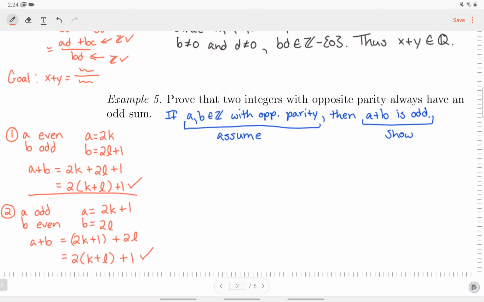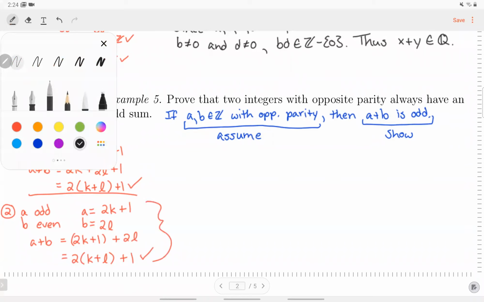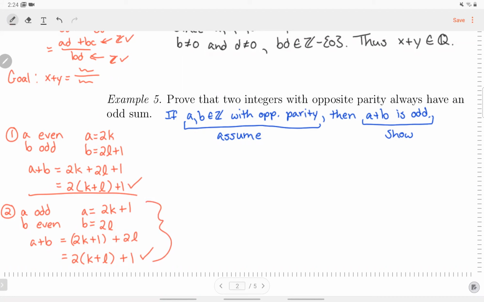Okay, so if we notice that this one looks pretty much the same, there are ways when we write this up to save ourselves effort. Mathematicians aren't going to write tons and tons if they don't have to. So here we go. Proof. All right, let a and b be integers with opposite parity.